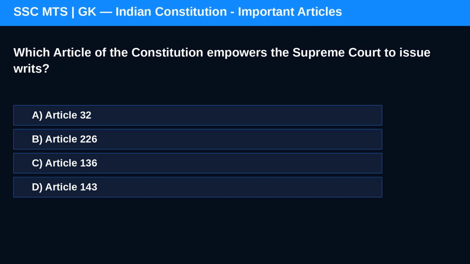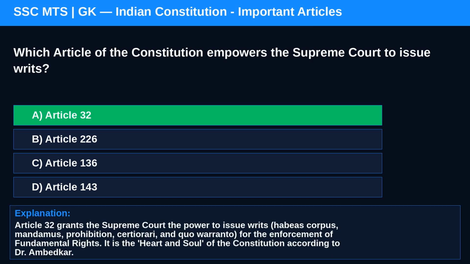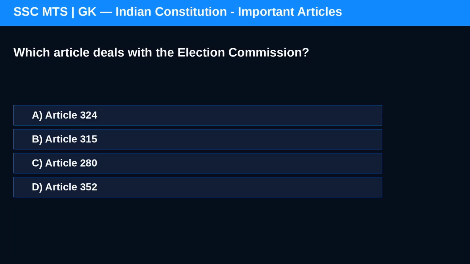Question 9. Which article of the Constitution empowers the Supreme Court to issue writs? Option A, Article 32, Option B, Article 226. Correct answer is A. Article 32 grants the Supreme Court the power to issue writs, habeas corpus, mandamus, prohibition, certiorari, and quo warranto, for the enforcement of fundamental rights. It is the heart and soul of the Constitution, according to Dr. Ambedkar.